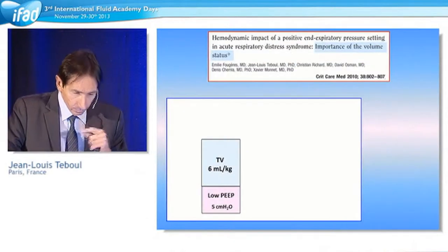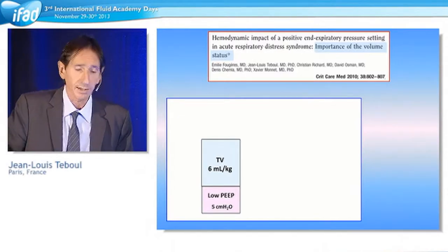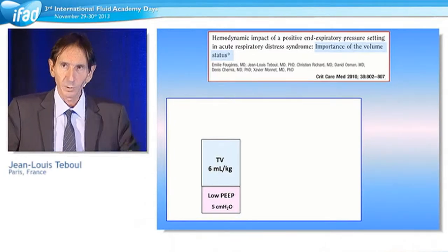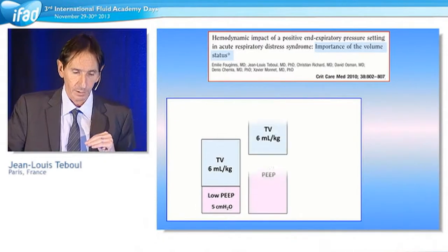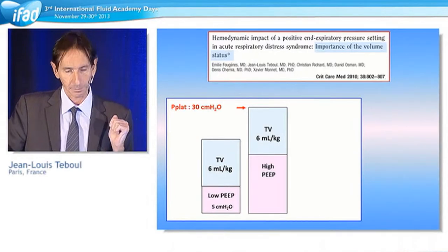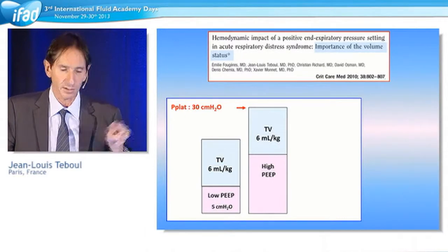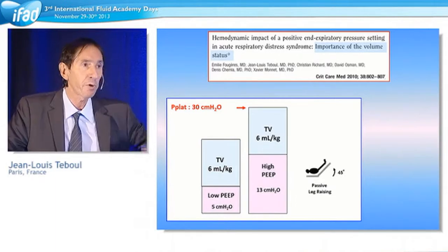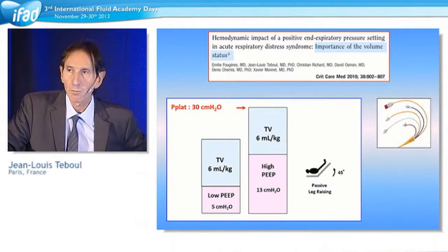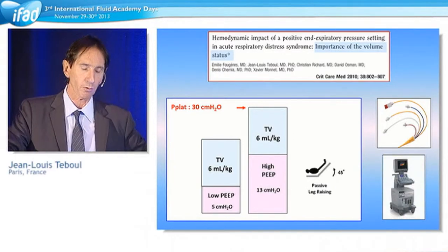Because this is well illustrated by this study we published with Émilie Fougère and Xavier Monnet in the past. We studied ARDS patients, ventilated with a low tidal volume. We started with a low level of PEEP, 5 centimeters of water, and we increased PEEP until achieving a plateau pressure of 30 centimeters of water. So we have a new situation with high PEEP, and the average value of PEEP was 13 in this study. And we performed passive leg raising in order to increase preload. And we measured the effects of passive leg raising using a PA catheter and also using echocardiography.